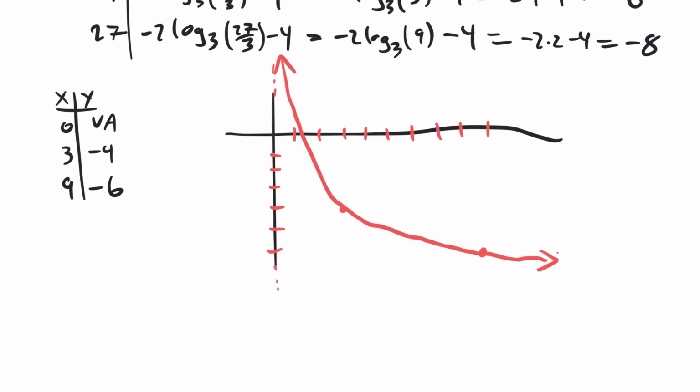Just for fun, we can state the domain and range. So the domain is 0 to infinity, and the range is -infinity to infinity.